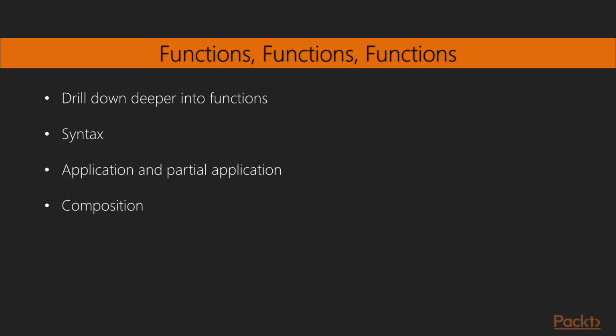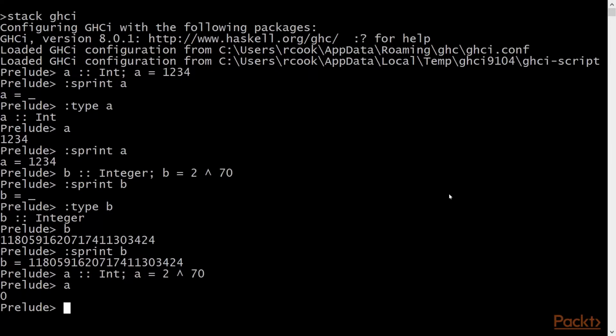Functions are where it's at. Now we're going to drill down deeper into functions, syntax, application, and composition. We've seen a few functions already, but let's talk a bit more about how we declare them. Firstly, we're going to import the Data.List module. This gives us access to the intercalate function. We'll look at its type.